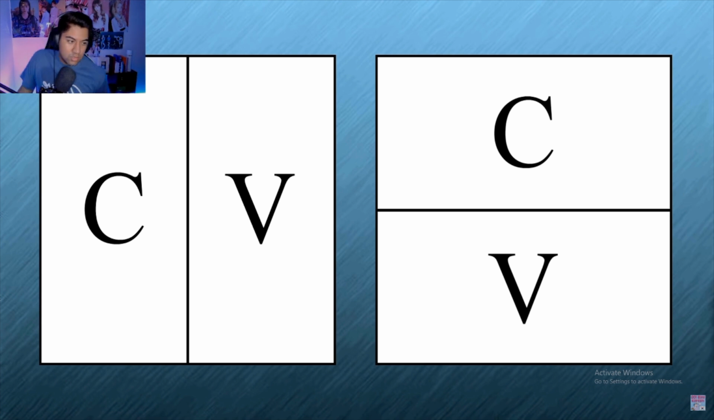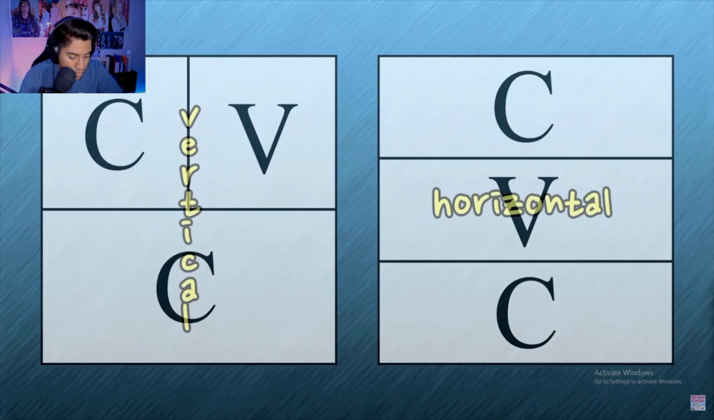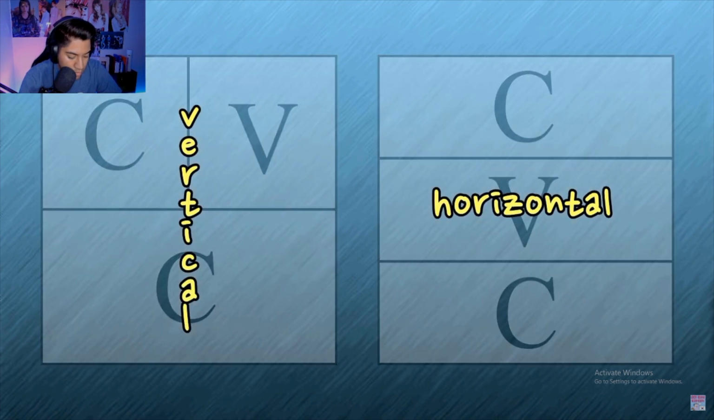Here are the 2 new syllable blocks that we'll need. We can use these syllable blocks, which each use 2 consonants and 1 vowel, to create syllables that have 3 letters in them. The left syllable block can be used with vertical vowels just like before, and the right syllable block can be used with horizontal vowels.